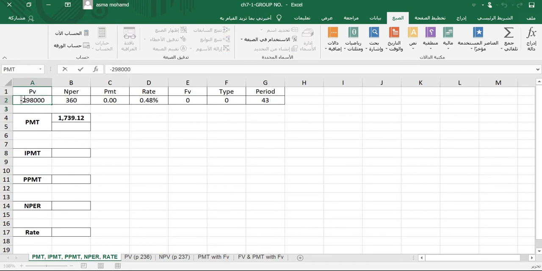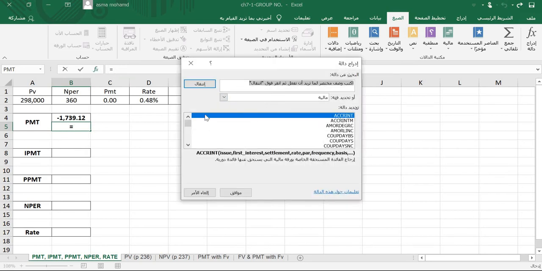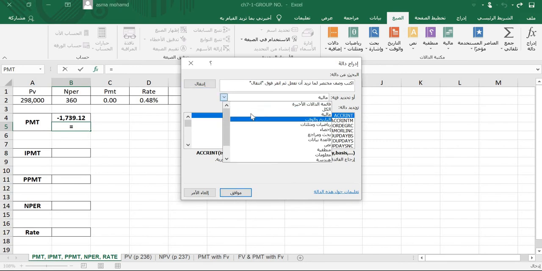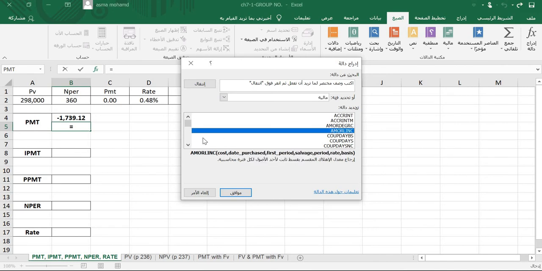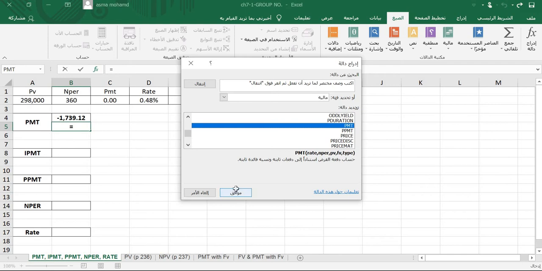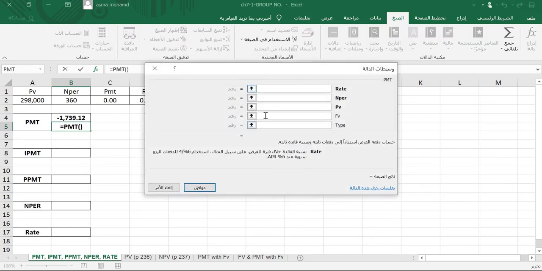Let's go back to our case. In Excel, we can also insert the function through this button. We can select the payment function, the PMT. The PMT is in the Financial category, and then we go to the letter P to quickly select the PMT, which is here, and then we start to enter our arguments.